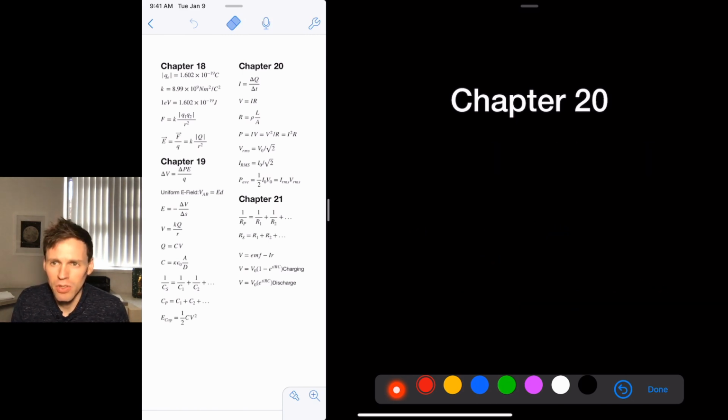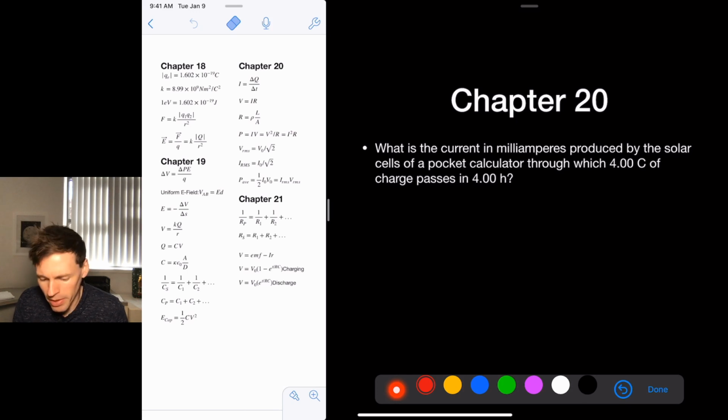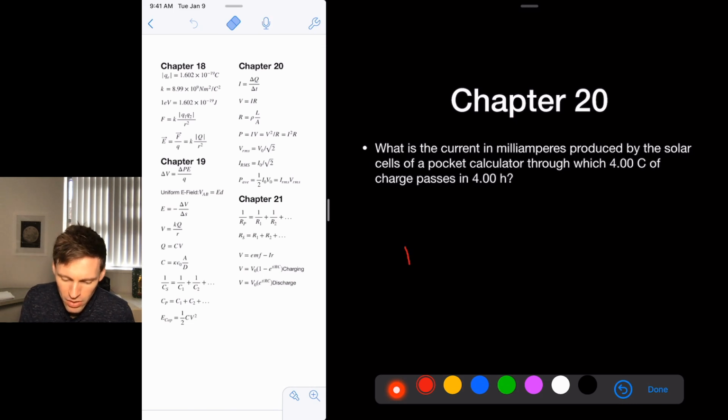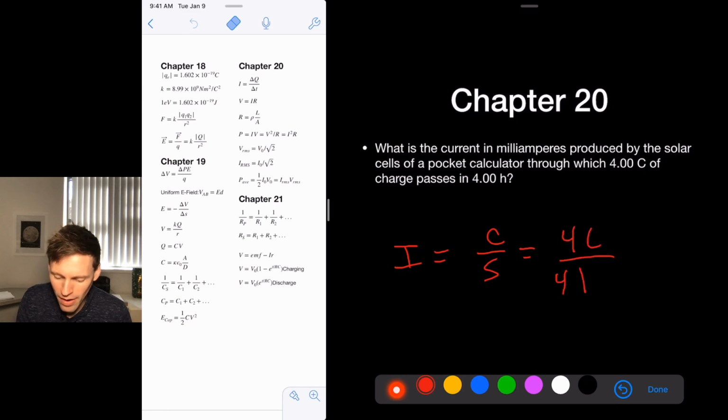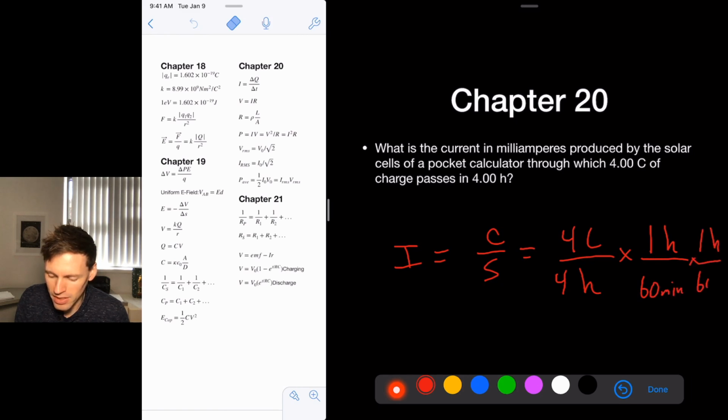Okay. Chapter 20. What is the current in milliamps produced by the solar cells of a pocket calculator through which 4 coulombs of charge pass in 4 hours? So the current is coulombs per second. So we have 4 coulombs divided by 4 hours times 1 hour divided by 60 minutes times 1 minute divided by 60 seconds. So that'll get you coulombs per second. And then once you have coulombs per second, that's current, and then you'll have to times 10 to the minus 3, and that'll put it into milliamps.